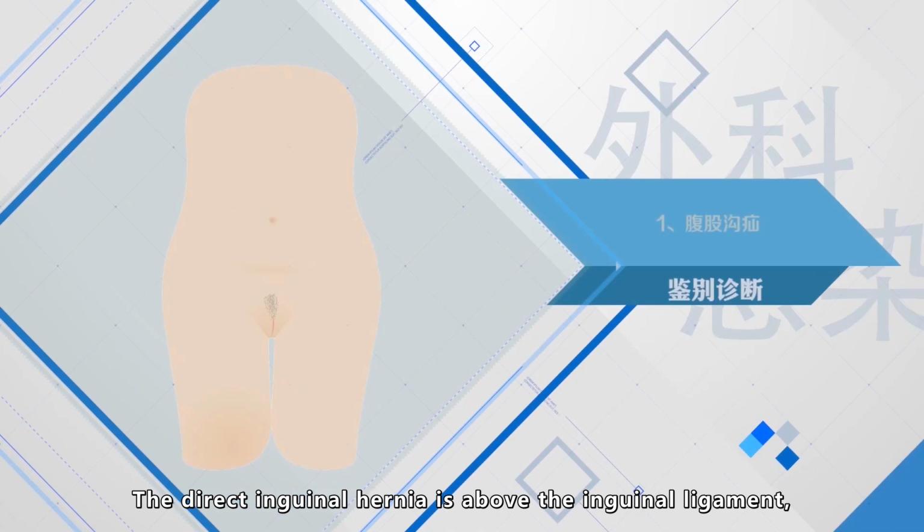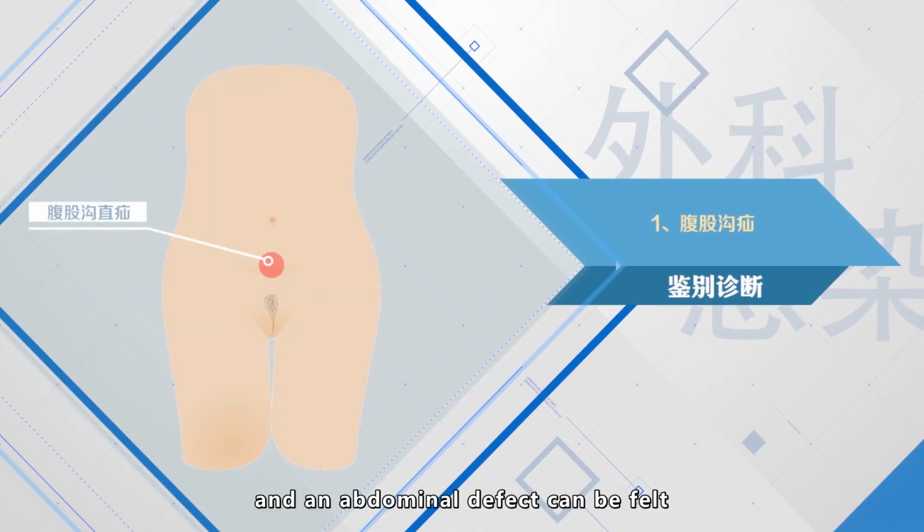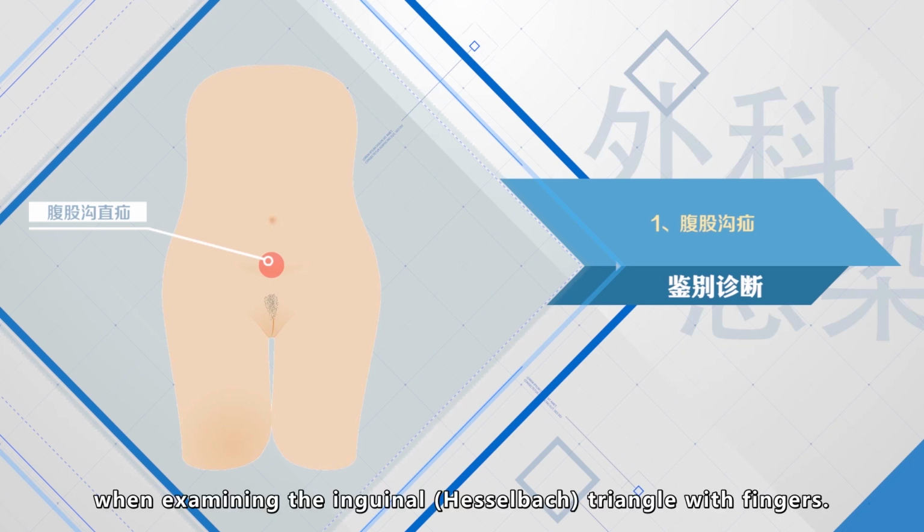The direct inguinal hernia is above the inguinal ligament, and an abdominal defect can be felt when examining the inguinal Hesselbach triangle with fingers.